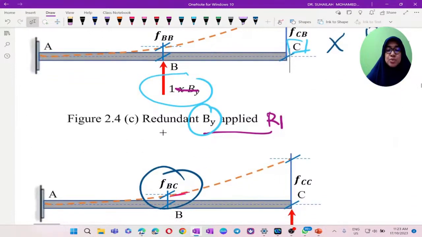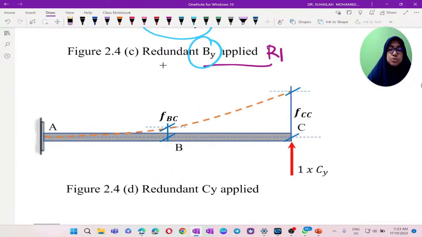We have to add redundant number 2. Redundant number 2 is CY. So this is R2. Redundant number 2 is CY, so we are going to use the label C for the type of beam.